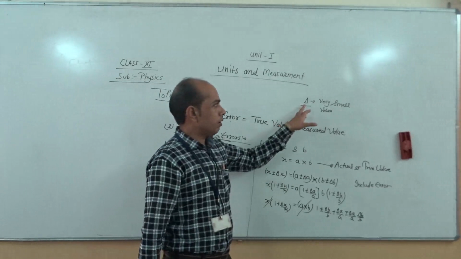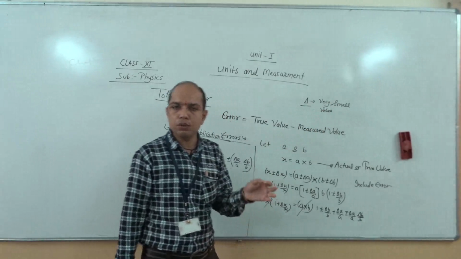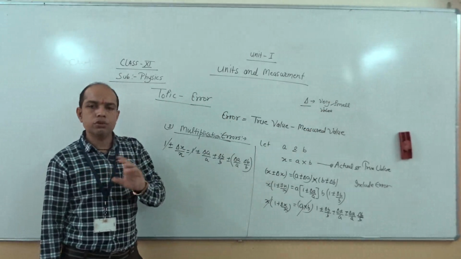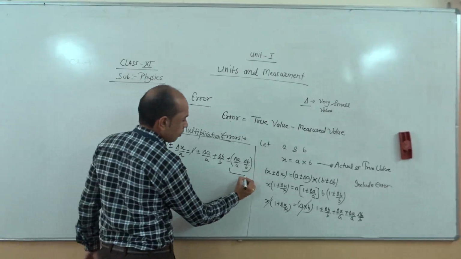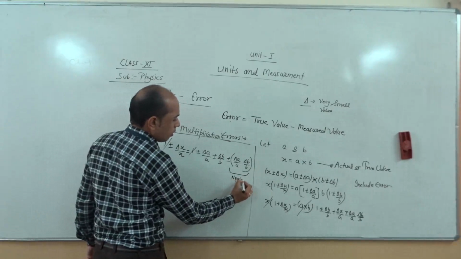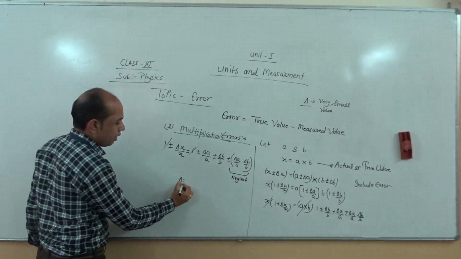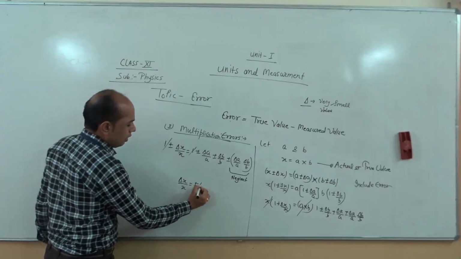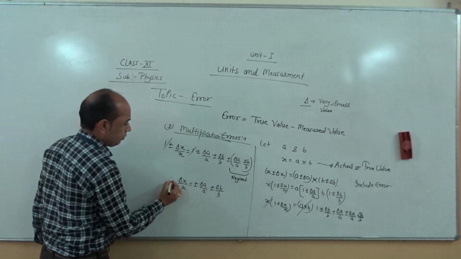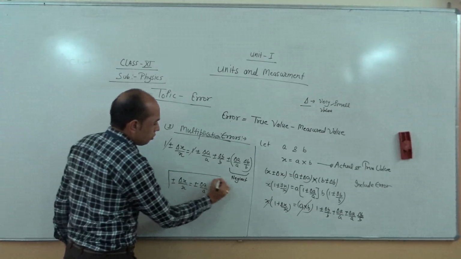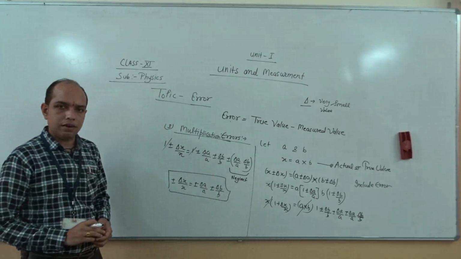As I told you earlier, del is a very small quantity. That means we have to multiply 0.1 into, suppose, 0.002. So it is also very small. That is why we neglect it, because of its very small value. So we get del x upon x equals del a upon a plus del b upon b. So this denotes the multiplication error. Thank you.